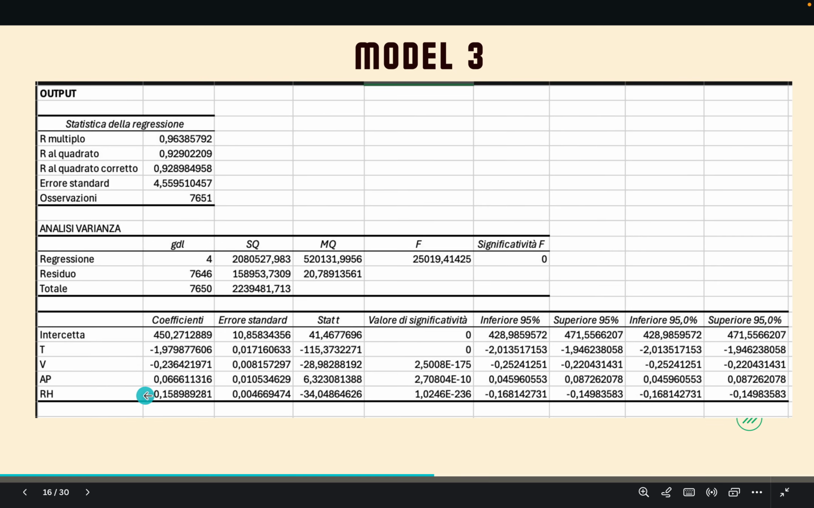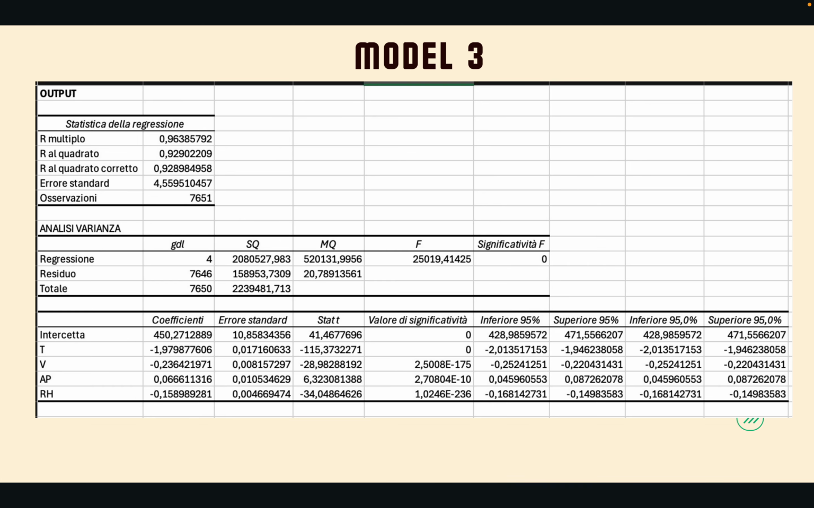And relative humidity here, at first glance, this result may seem inconsistent with the scatter plots. However, the model considers humidity together with the other variables, leading to multicollinearity. From a physical point of view, the result is still plausible.